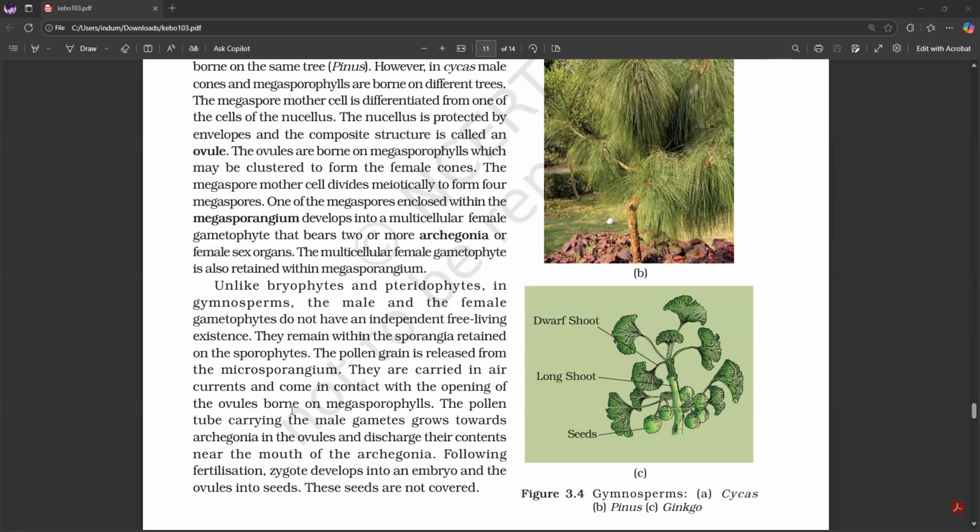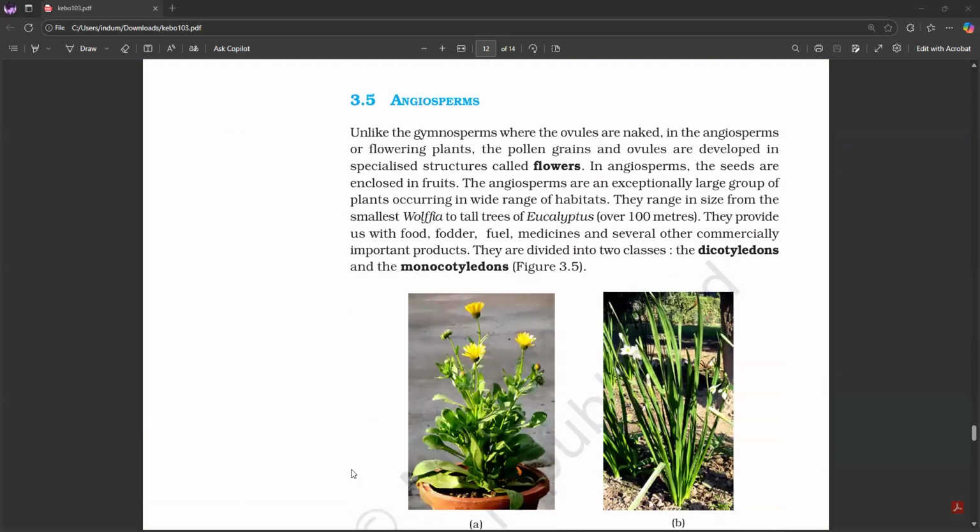Unlike bryophytes and pteridophytes, in gymnosperms, the male and the female gametophytes do not have an independent free-living existence. They remain within the sporangia retained on the sporophytes. The pollen grain is released from the microsporangium. They are carried in air currents and come in contact with the opening of the ovules borne on megasporophylls. The pollen tube carrying the male gametes grows towards archegonia in the ovules and discharges their contents near the mouth of the archegonia. Following fertilization, the zygote develops into an embryo and the ovules into seeds. These seeds are not covered.